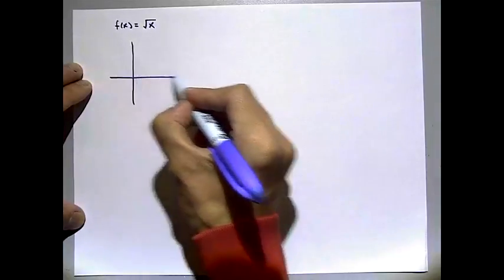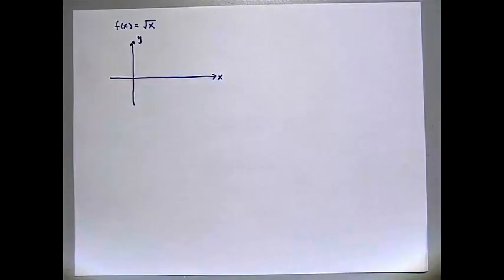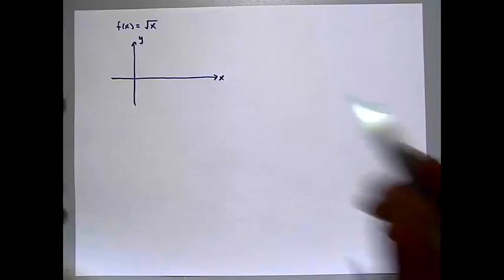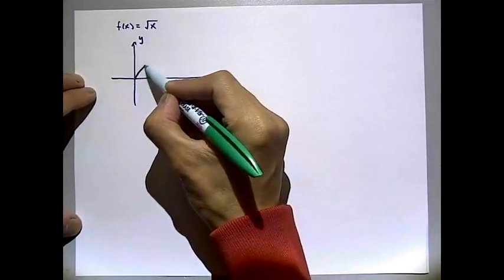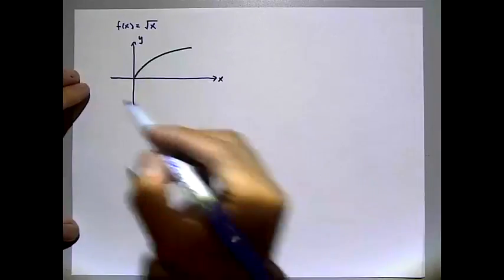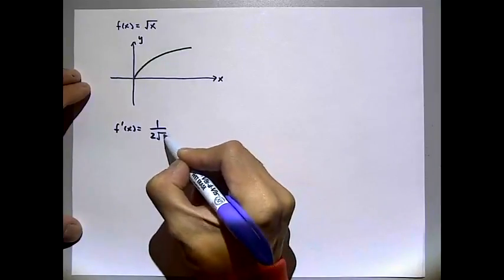First, let me sketch radical x. What does radical x look like? Parabola opening to the right. Which half? The entire thing? Upper half. Very good. How do I get the lower half? Yes, negative in front of that will get you the lower half, opening to the right. Good. Very good. The derivative we just found is 1 over 2 radical x.